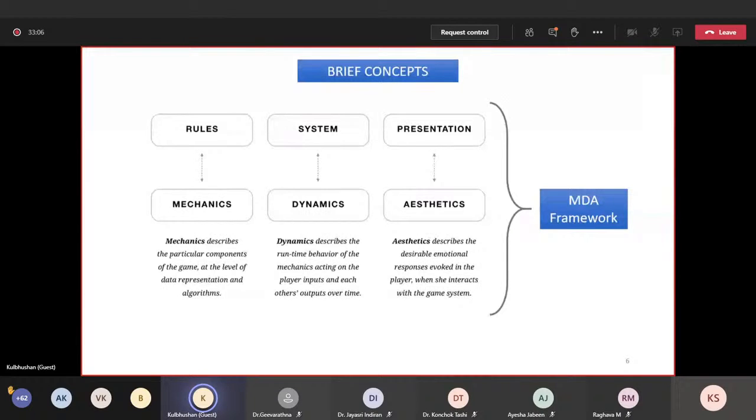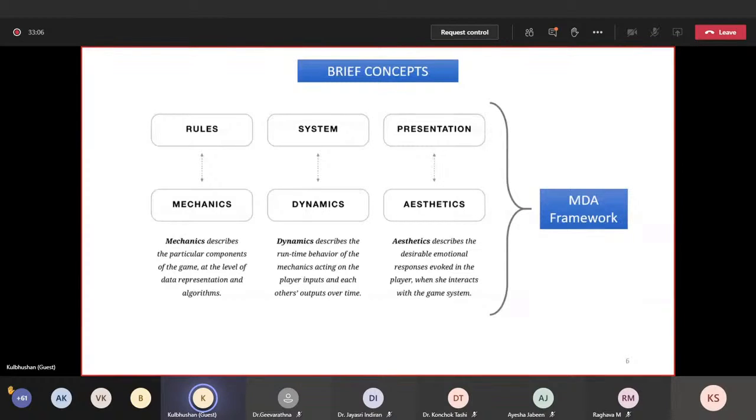The rules are the same, but the player can interact with the same rule in two different ways: accumulate points or just quickly use the points. Those are called the dynamics. No two players interact in the same way, so there can be a difference. Dynamics always arise from the mechanics. And then finally comes the aesthetics.